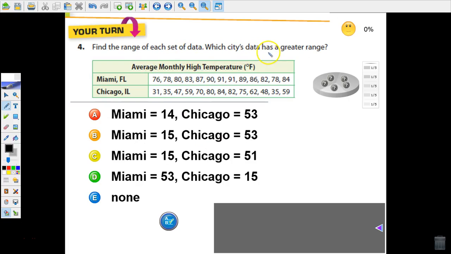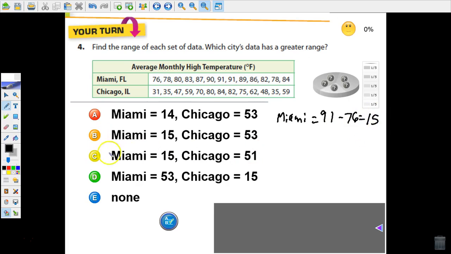Find the range of each set of data. Which city's data has a greater range? Let's look. 76 is my smallest so far. Miami equals the highest minus 76. 91 looks like my highest. I don't see any higher than 91. So 91 minus 76 would be 15.